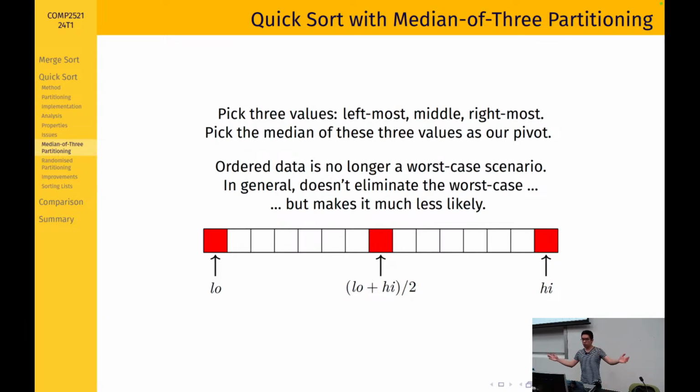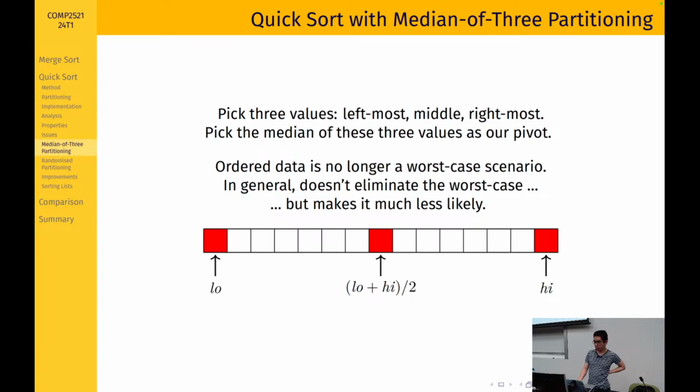And so median of 3 makes it less likely that you're going to get a bad partitioning or uneven partitioning. Even though it is still possible to generate an input such that median of 3 will always pick a bad pivot, in real world data it's not going to be very likely.